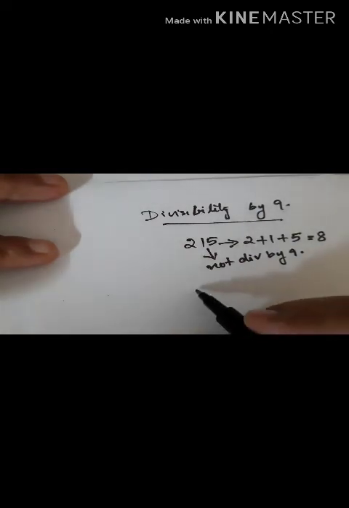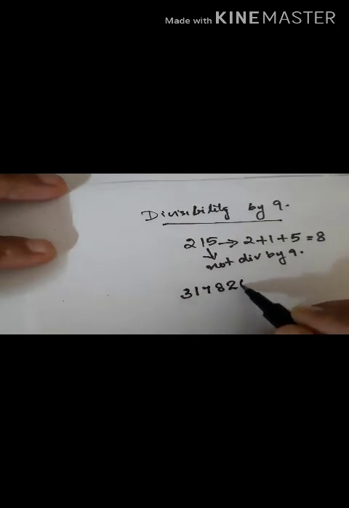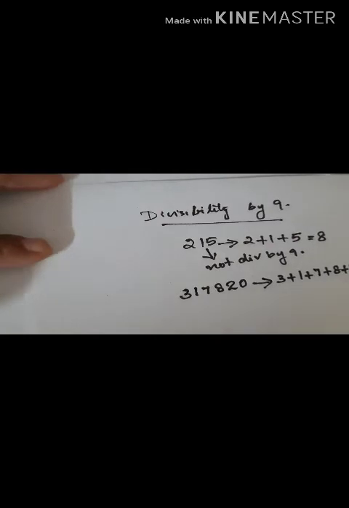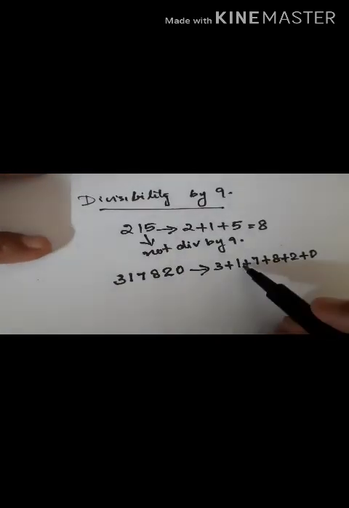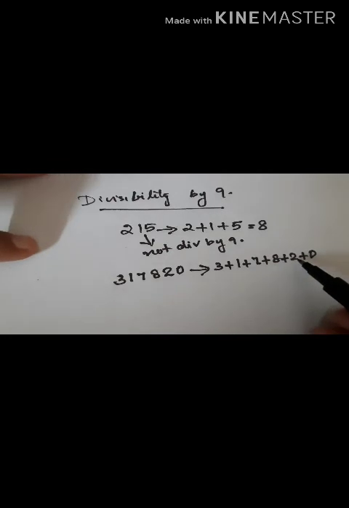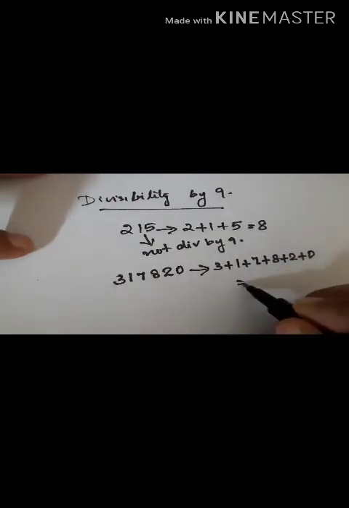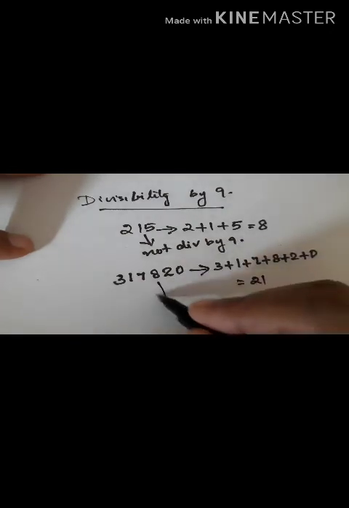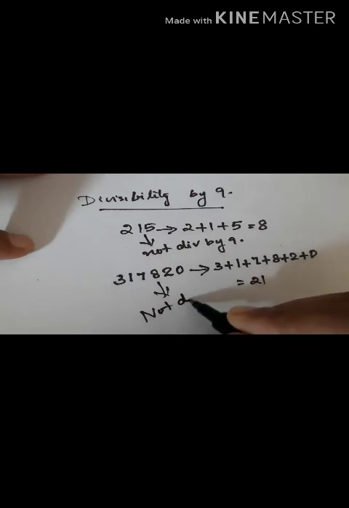Now next one, take a bigger number, 317,820. Now add it. 3 plus 1 plus 7 plus 8 plus 2 plus 0. Now what is the answer? 3 plus 1, 4. 4 plus 7, 11. 11 plus 8, 19. 19 plus 2, it is 21. Is 21 a multiple of 9? No. So it is not divisible by 9.